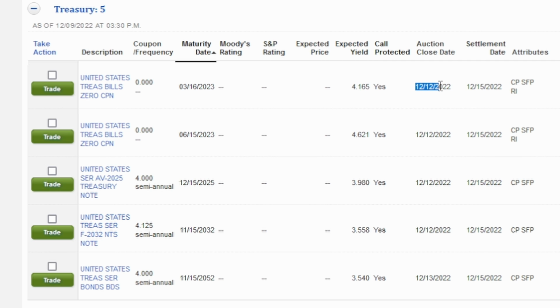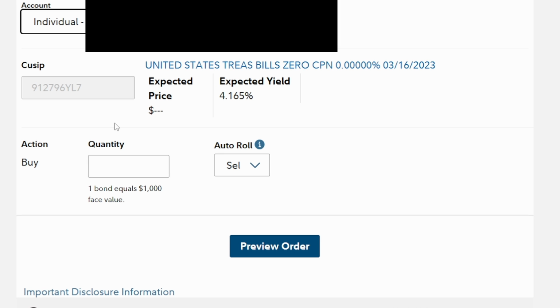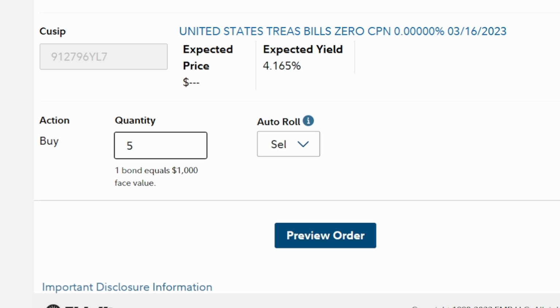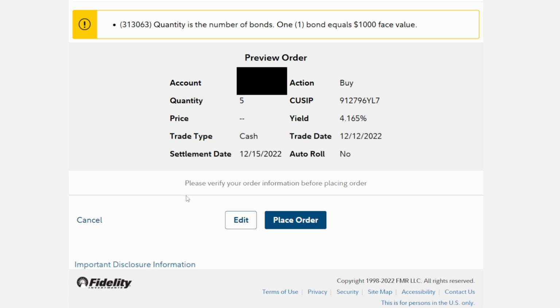So this auction closes on December 12th, 2022. I believe you can put an order up until 8:30 of the morning of the auction to get in on this auction. So let's do that. Put your account in, make sure you have enough money. I'm going to put just $5,000. So quantity 5, automatic rollover, no. Expected yield 4.165%.